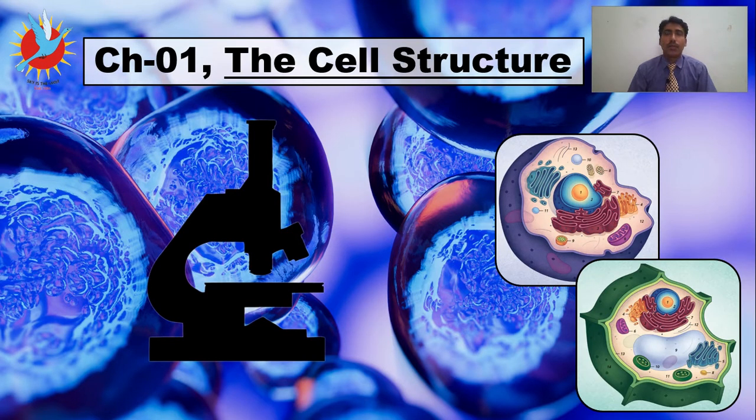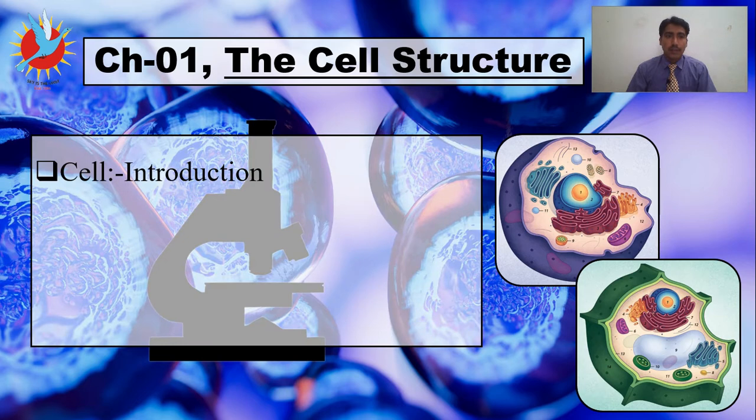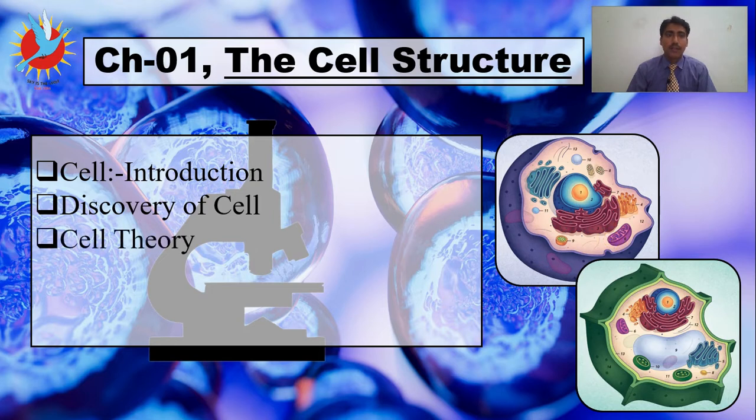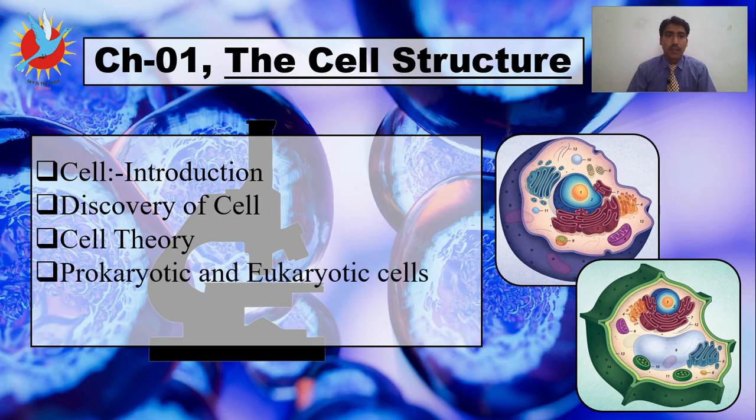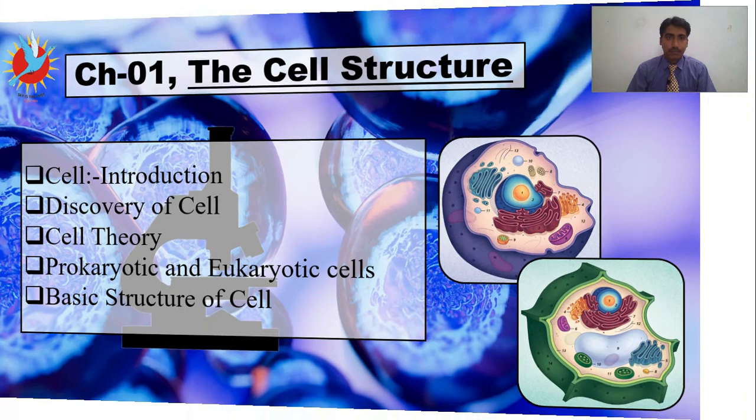So today we are going to study a new chapter, chapter number 1, the cell structure of class ninth. What we are going to study inside this chapter: we will discuss the introduction of the cell and talk about the discovery of cell. Then we will discuss the cell theory and its points. Then we will describe the differences between prokaryotic and eukaryotic cells, and at last we will study the basic structure of cells. So let's begin this chapter.